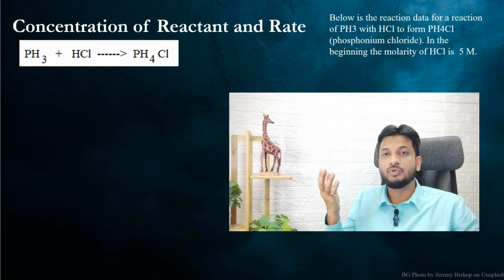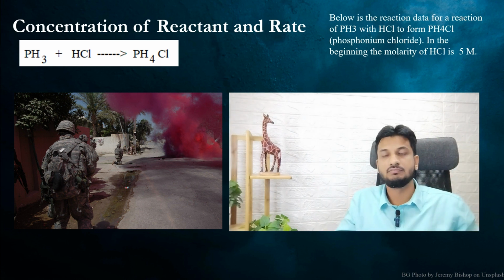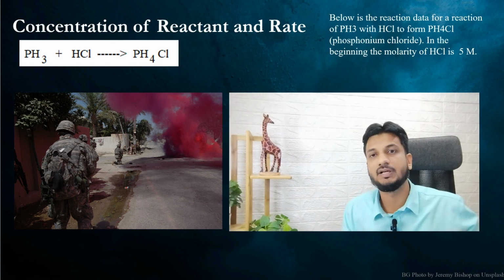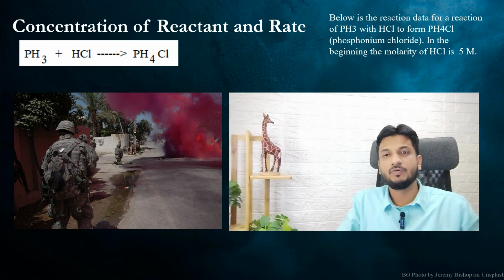Also, one important point to note is phosphine is a very important chemical which is used as a smoke screen creator. You know, the smoke screens that are created, generally it is done in the military, and phosphine is one of the important chemicals used for that.